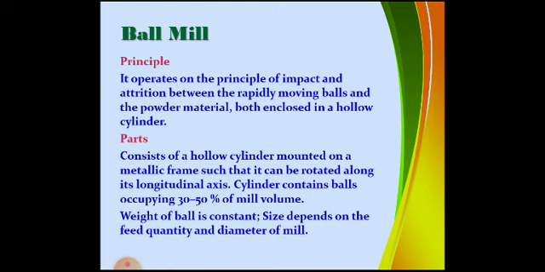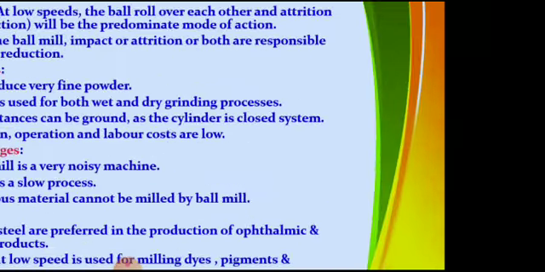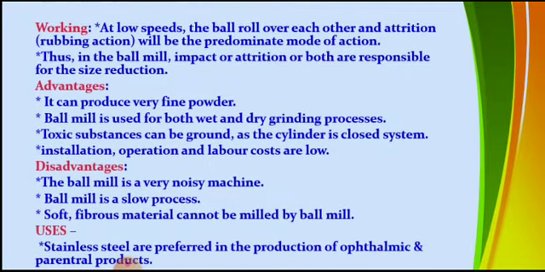The cylinder contains balls occupying 30 to 50% of the mill volume. The weight of the balls is constant. Size depends upon feed quantity and diameter of the mill. When the ball mill works at low speed, the balls roll over each other and attrition will be the predominant mode of action. The advantage of the ball mill is that it produces very fine powder and is used for both wet and dry grinding processes.